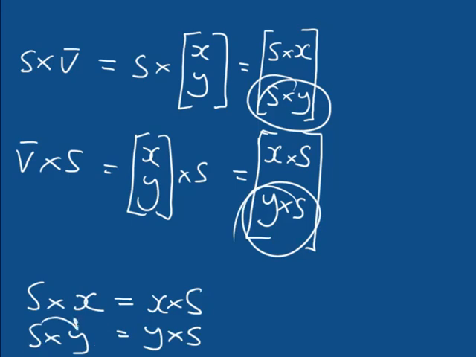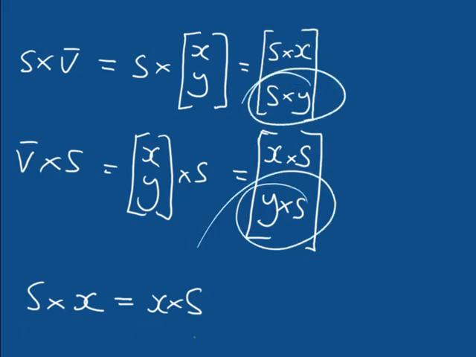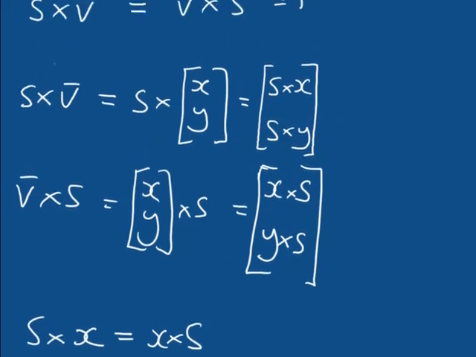That means we can switch the order of our operands and still get the same result. So not only is the first component of our result vectors equal, but the second component of our result vectors are equal. So that means that S times V is the same as V times S.